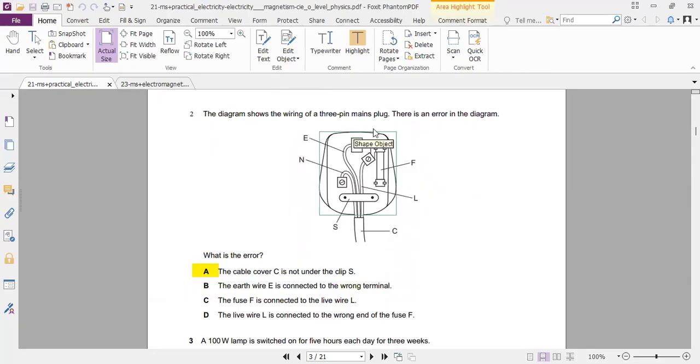Number 2, what's the error in the diagram? So this part of the cable should be under this clip. Why? So that it secures the cable. Every other thing seems fine. We have earth going to the earth pin. We have neutral wire connected to the neutral pin, and we have the live wire connected to one end of the fuse, and the other end of the fuse will be connected to the pin.